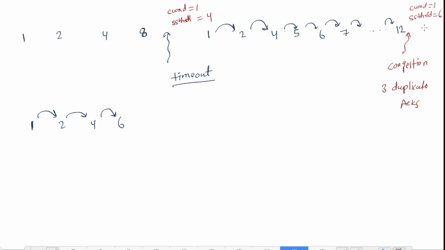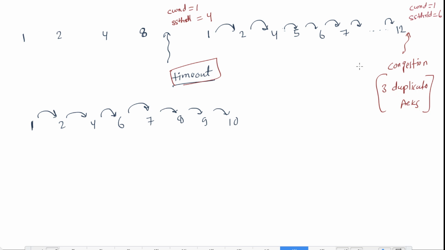Then let's suppose there is no congestion, and it moves to 7, 8, 9, 10, like that. Suppose that is the question, which is just asking what happens if there is a timeout here, what happens if there is a congestion here. And whether the congestion is because of a timeout or because of 3 duplicate ACKs, this particular implementation is treating both of them equally.